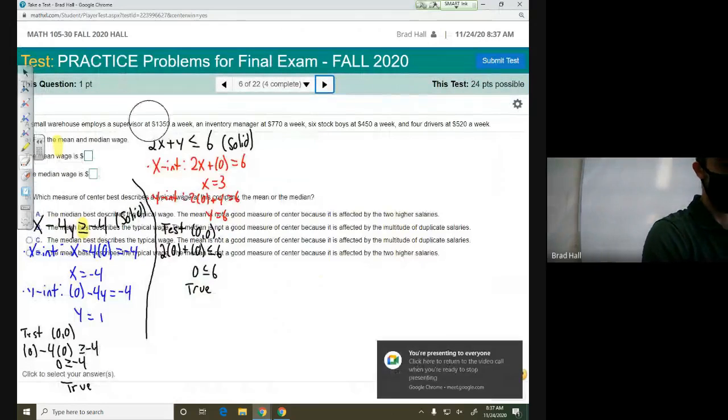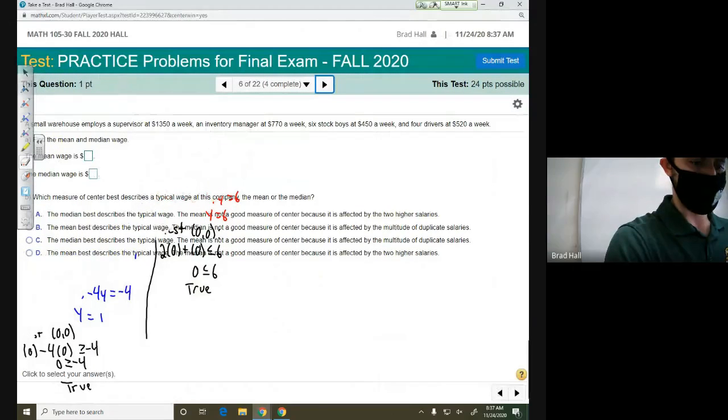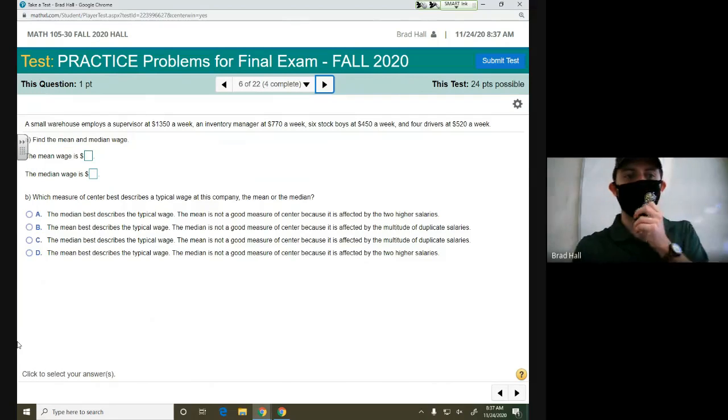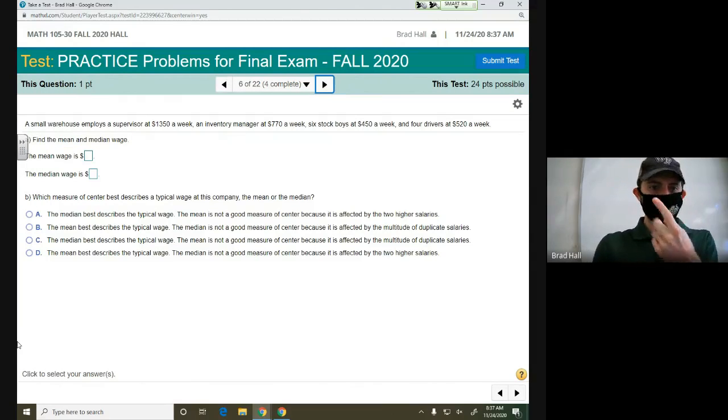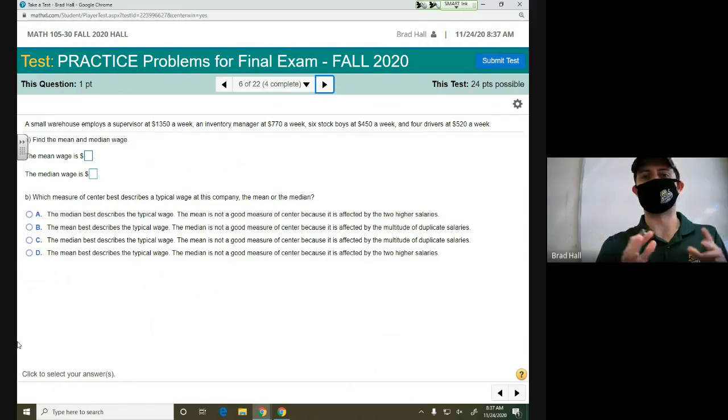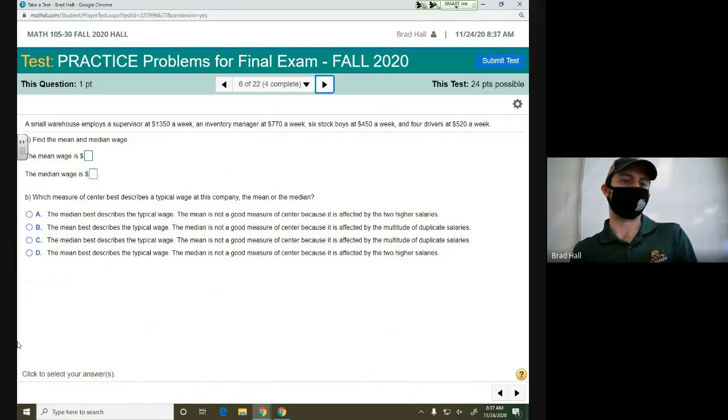Okay. You might remember this problem. This one was a little tricky. So there's a supervisor, an inventory manager, 6 stock boys, so 1, 2, 3, 4, 5, 6, and then 4 drivers. So 12 people in total, and they're paid various amounts. They want us to find the mean and the median wage.